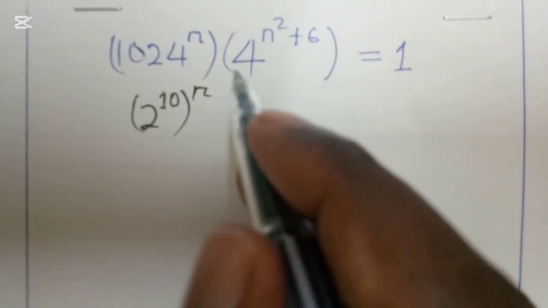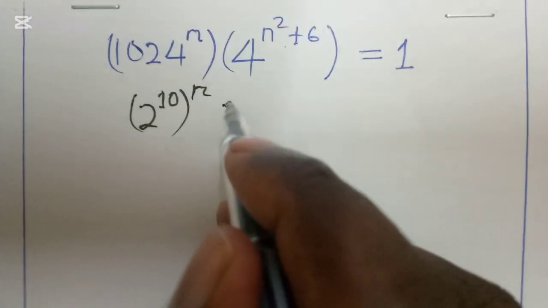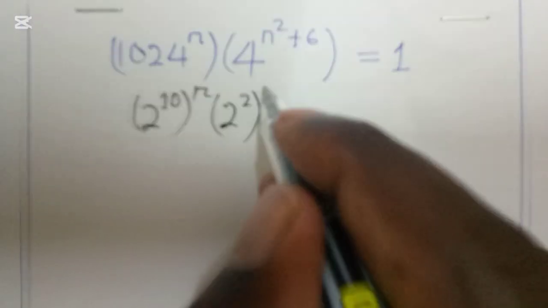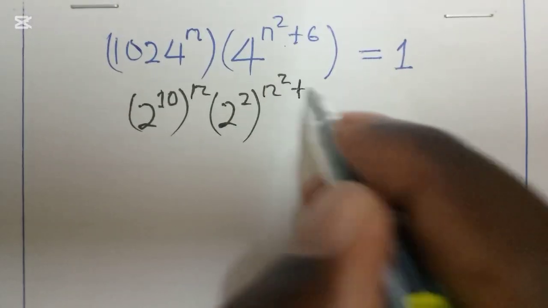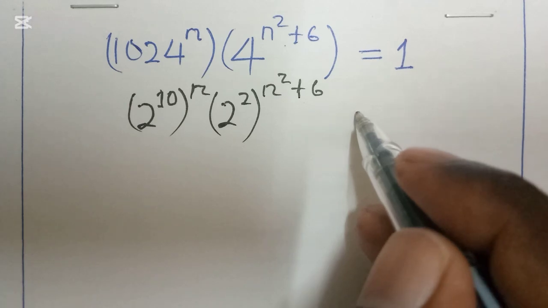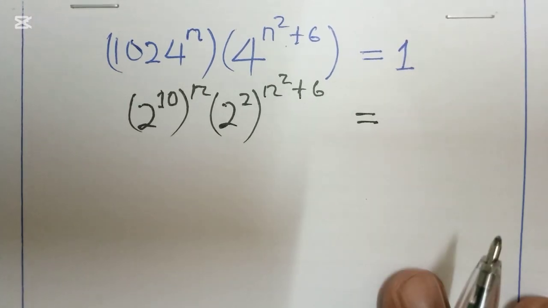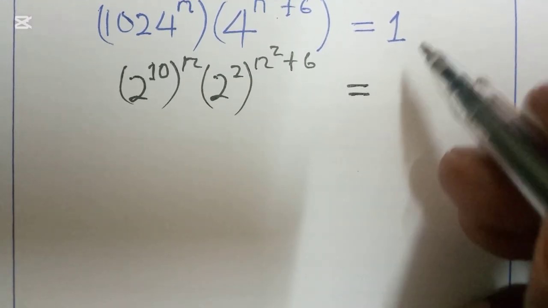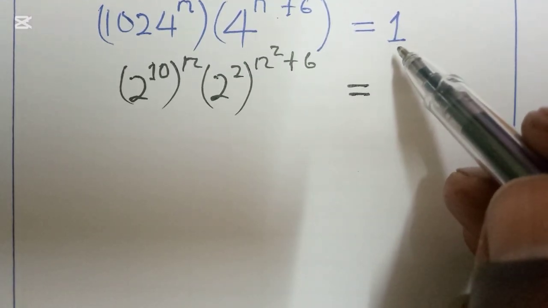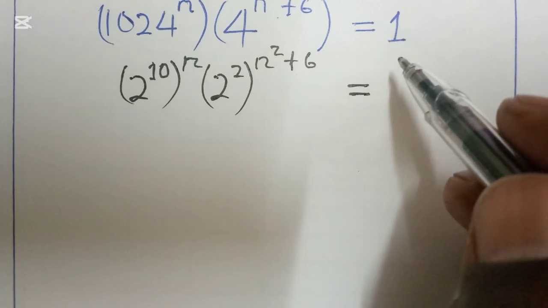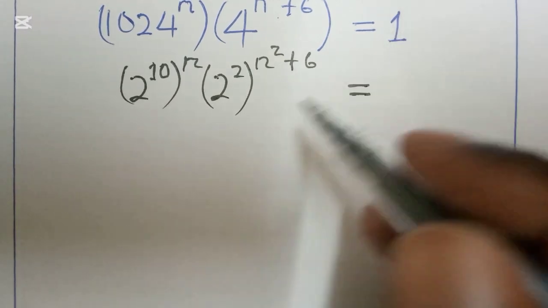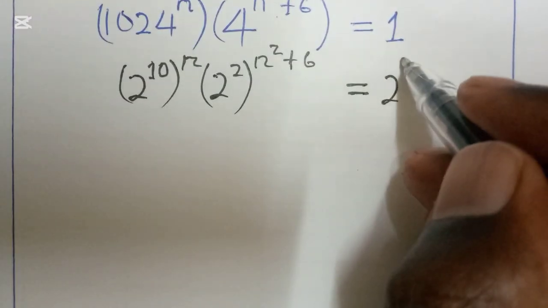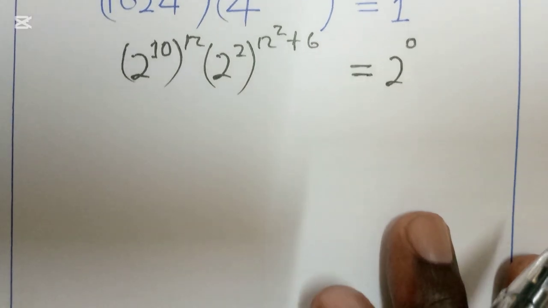Then multiplied by 4. The 4 we can write in terms of 2 raised to 2. And now that is raised to n squared plus 6. This gives us 1. Guys, when we come to 1, we know from our indices that any number raised to 0 gives us 1. And so we can introduce a 2 here, similar to these 2, and raise it to 0.